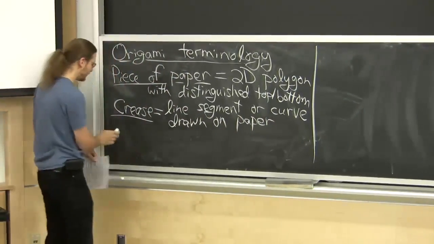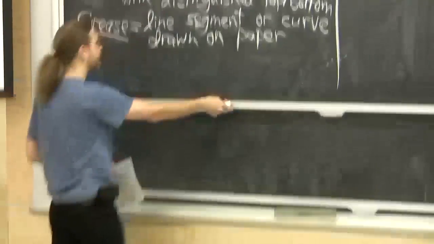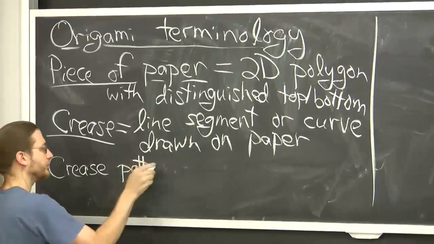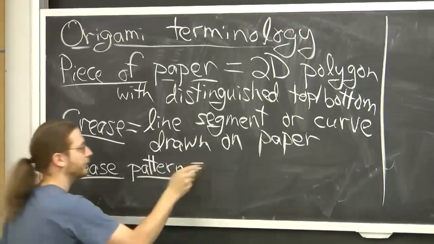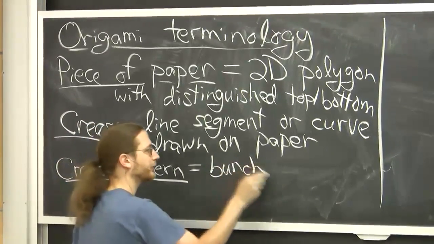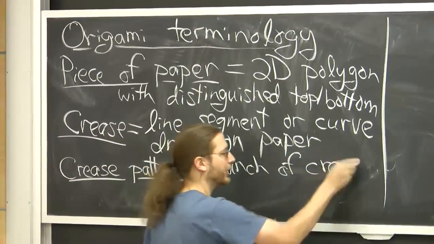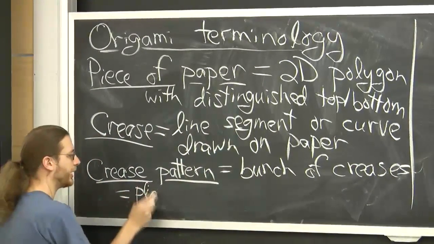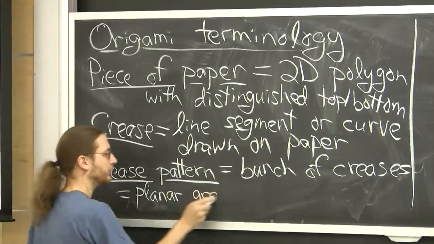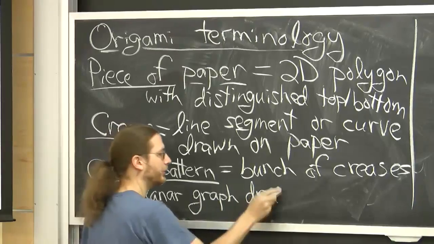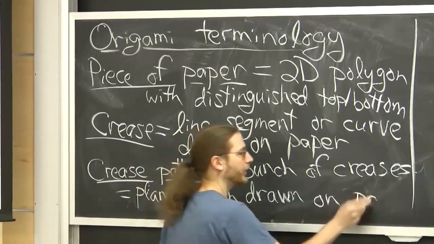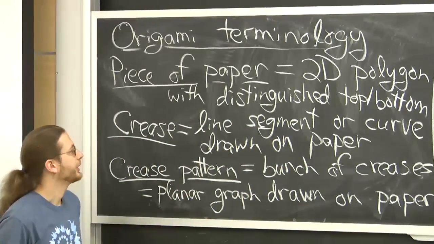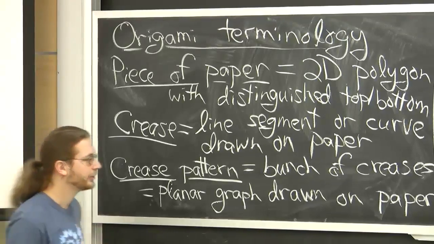And then we have a crease pattern. This is just a bunch of creases. So a bunch of line segments drawn on the piece of paper. If you are graph theoretically inclined, I would think of this as a planar graph drawn on the paper. If you're not graph theoretically inclined, just ignore that definition. They're the same thing. All right, that's a crease pattern.